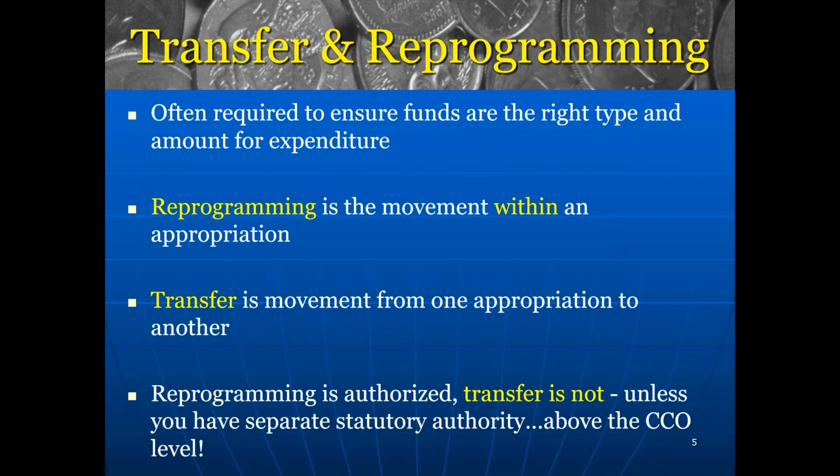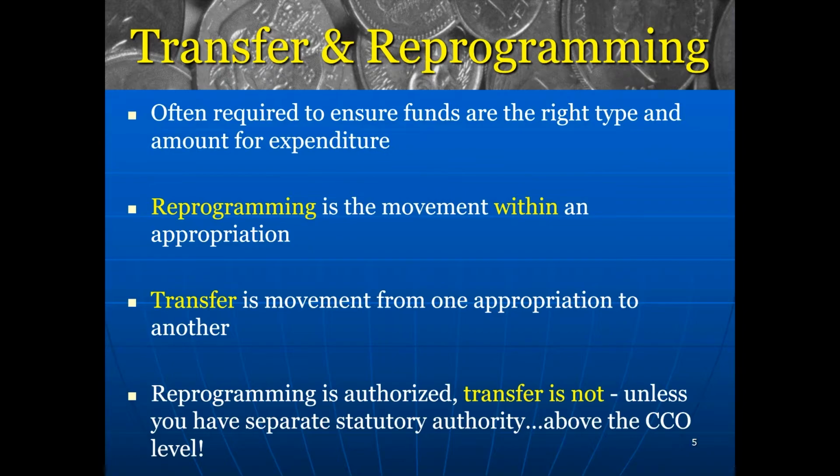Transfer and reprogramming, often required to ensure funds are the right type and amount for expenditure. Reprogramming is the movement within an appropriation. Transfer is movement from one appropriation to another. Reprogramming is authorized. Transfer is not unless you have separate statutory authority above the CCO level.